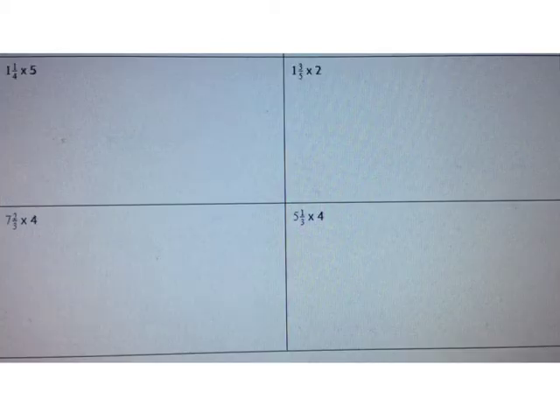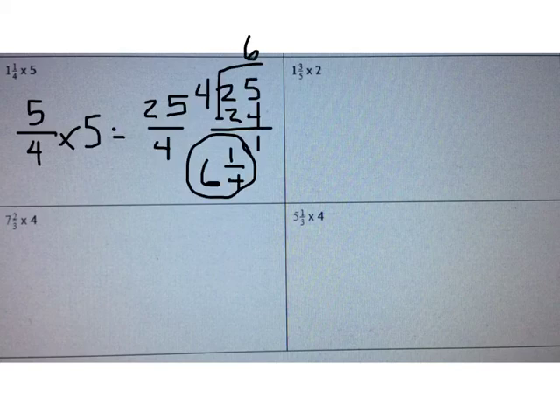Now you try 4 problems on your own. What's 1 and 1/4 times 5? Enter your answer as a mixed number. The correct answer is 6 and 1/4. Check your work with mine.